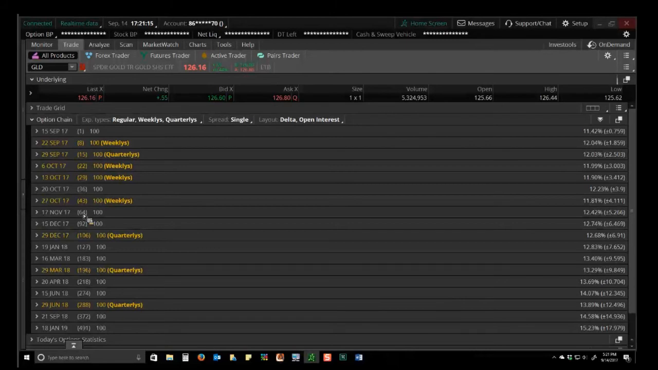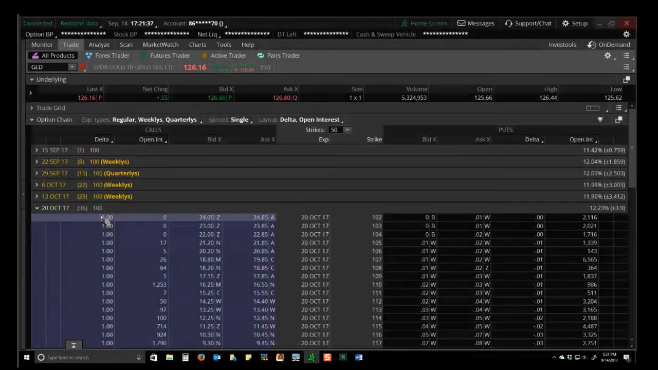Less time is more aggressive. So if you want to be more conservative, you would buy November. If you wanted to be more aggressive, you'd do October. So there's not a right or wrong answer. It's just a matter of if you want to be more conservative or more aggressive. Let's go with something a little bit more aggressive. So let's say I want to do October.